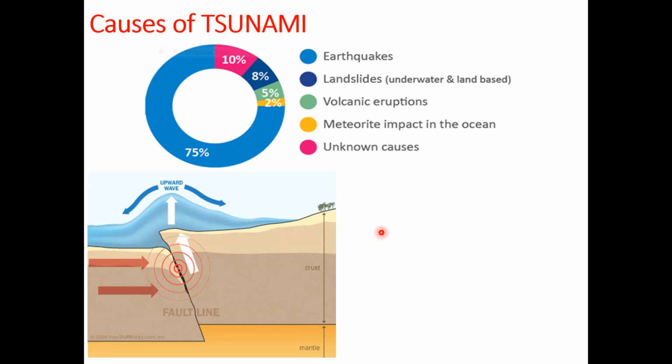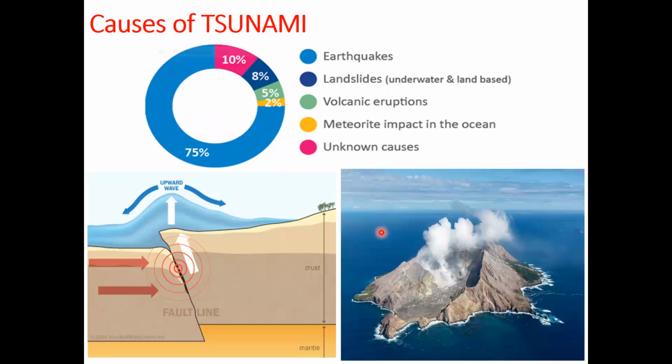5% of tsunamis are caused by volcanic eruptions or volcanic explosion. Any submarine or coastal volcanic activity and products can trigger tsunami by displacing large volumes of water. 8% of tsunamis are caused by landslides, underwater and land-based. 10% are unknown causes, while 2% of tsunamis are brought by meteorite impact in the ocean. Meteorites impacting the ocean can trigger tsunamis.